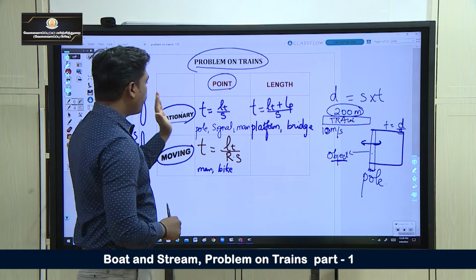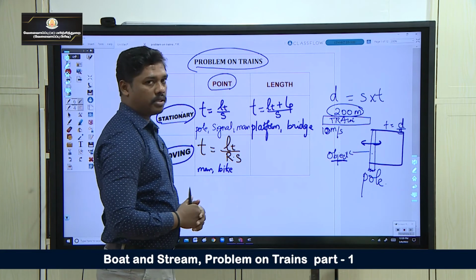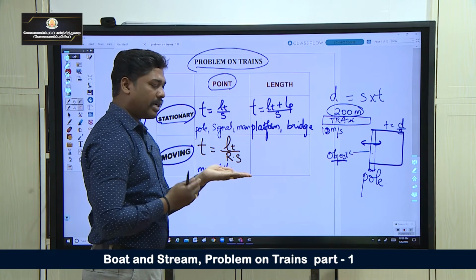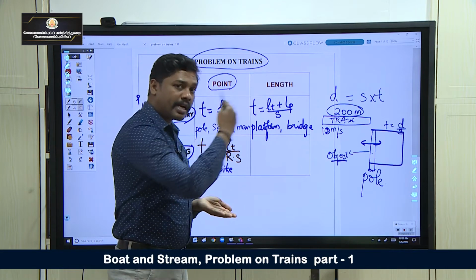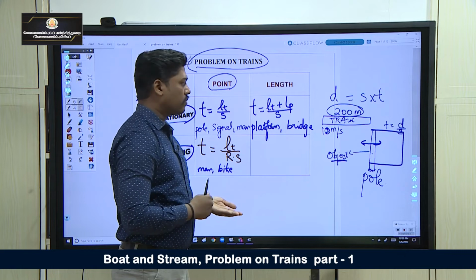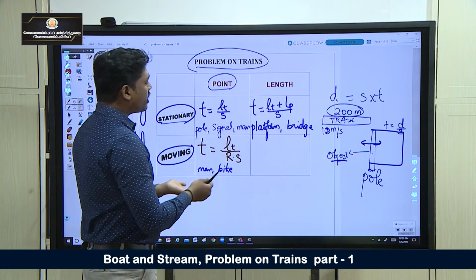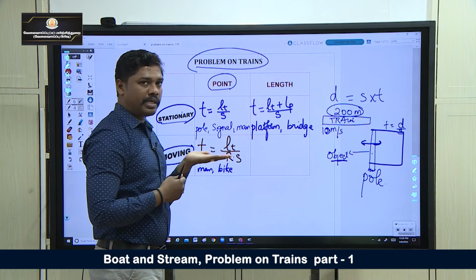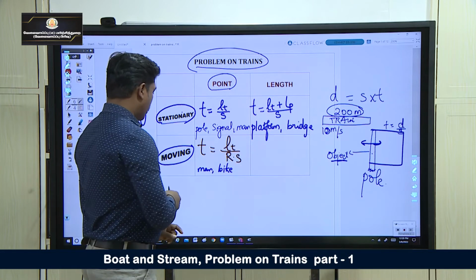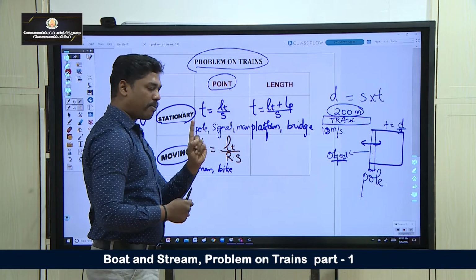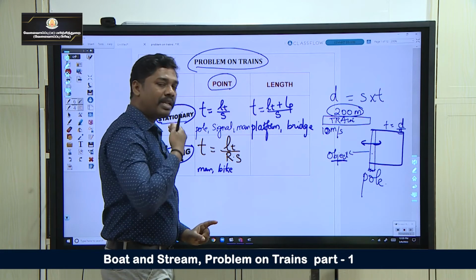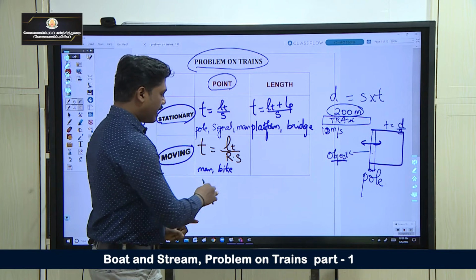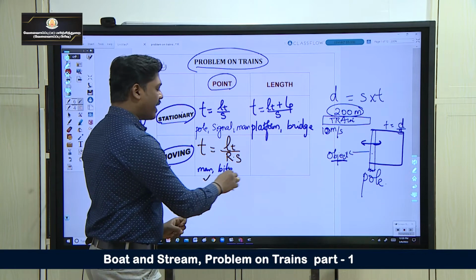So now fixed and length. The object is fixed but has some length. I can tell a platform, a tunnel, a bridge. Okay. So now that object is moving. Moving point. The object is point and is moving. I can tell a man walking or a man jogging. I can tell about a man or a bike.